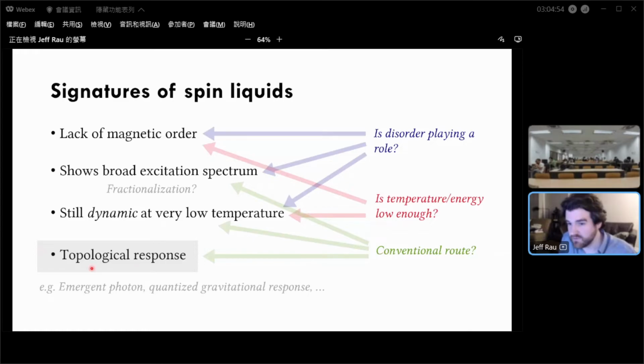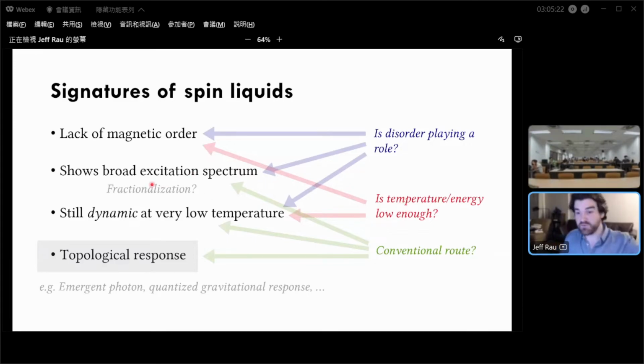And for each of these, you immediately run into problems. If I don't have magnetic order, could disorder be playing a role? You could ask, if the excitation spectrum is broad, could it be because disorder is broadening it? And you can ask the same question about dynamics. All of these things have caveats. I don't have magnetic order. Is it just because I haven't gone low enough in temperature? My excitation spectrum is broad. Is that from thermal fluctuations?